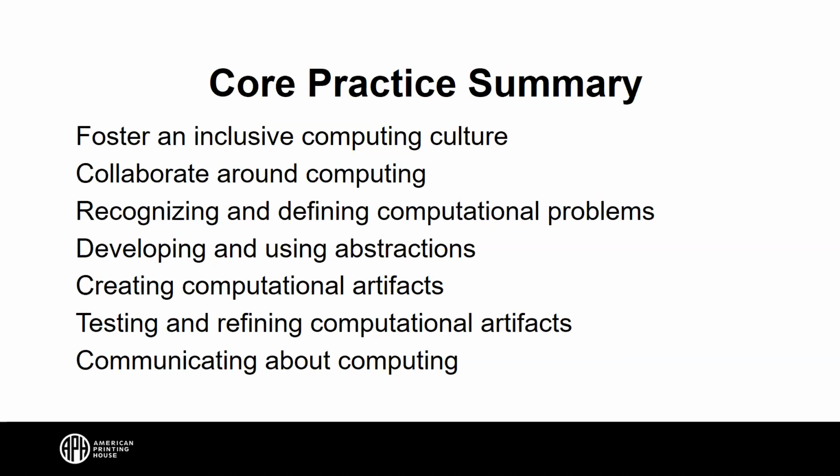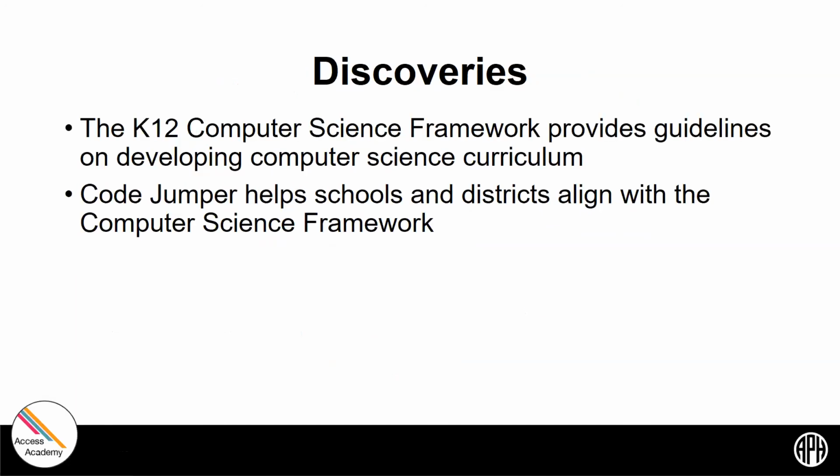All right. And so, Paul, I think it's time to ask, what have we discovered today? All right. A couple of things. We have figured out that the K through 12 computer science framework provides lots of different guidelines for developing computer science curriculum. And we've also discovered that Codejumper helps schools and districts align with the computer science framework. And I don't know, you may or may not have noticed, but Sully had his own discovery today.